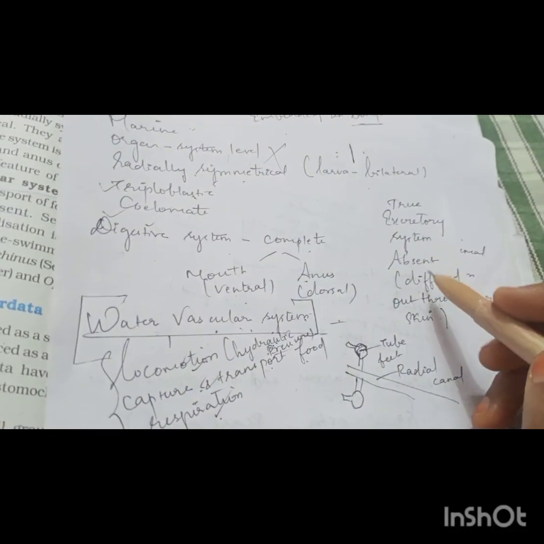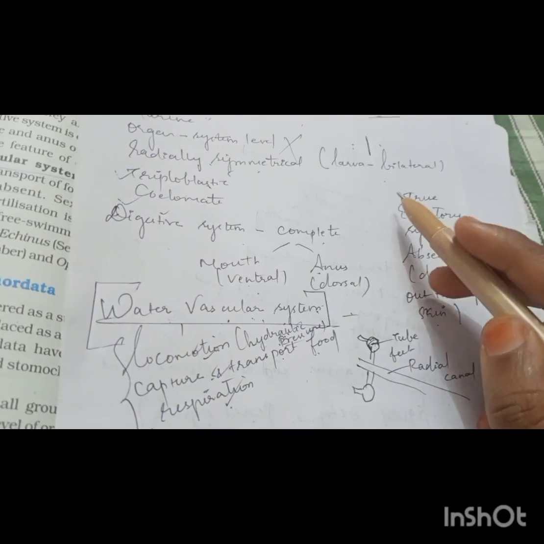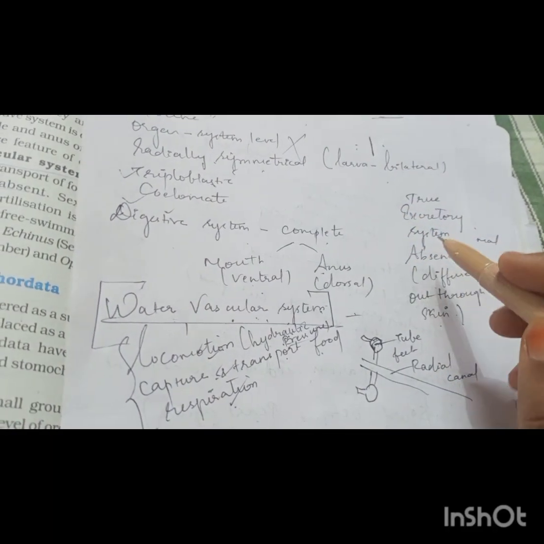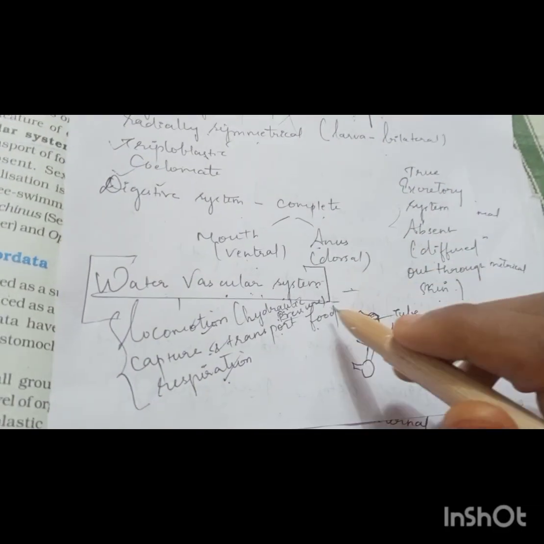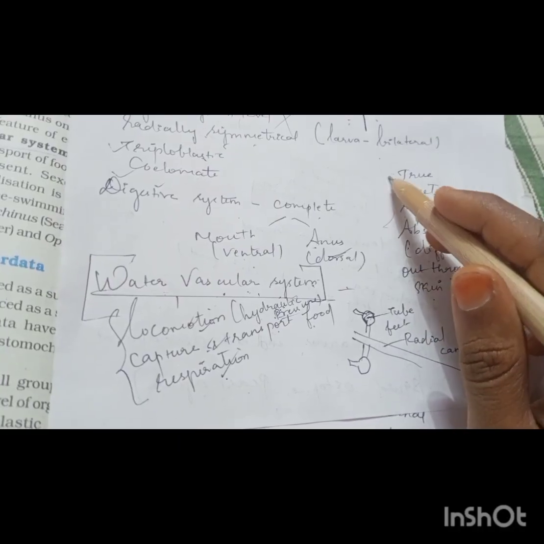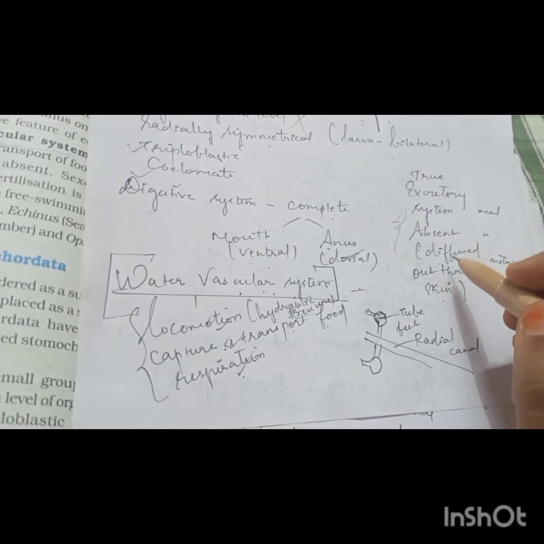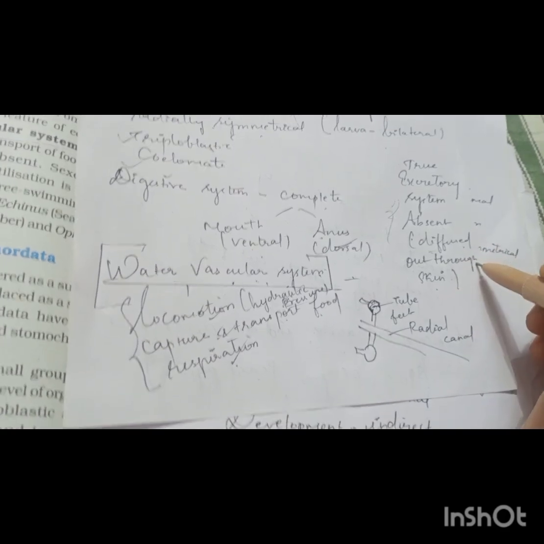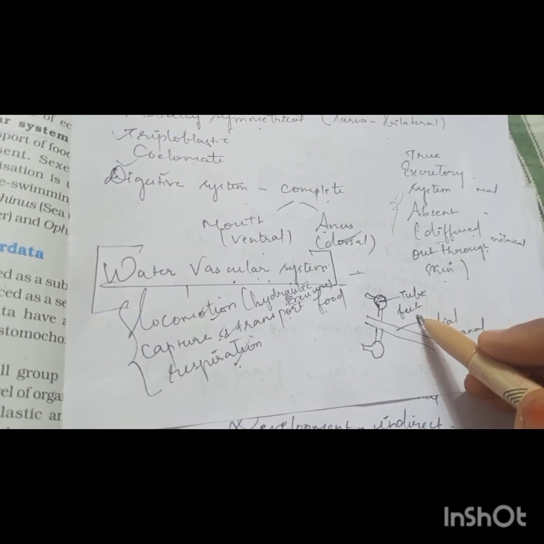Waste materials will be eliminated through the skin. I am not talking about a kidney liberating urine. That system will not be there. But the food waste will be taken out through the anus. The other waste will be diffused out through the skin, or else it will be handled by the tube feet.